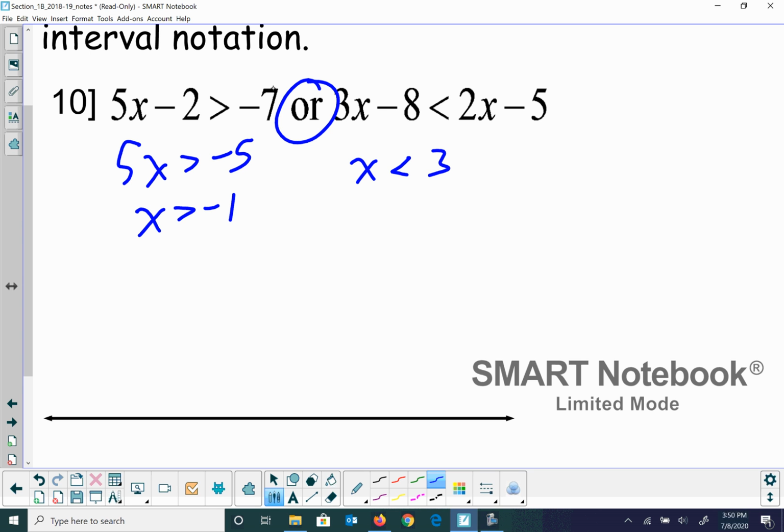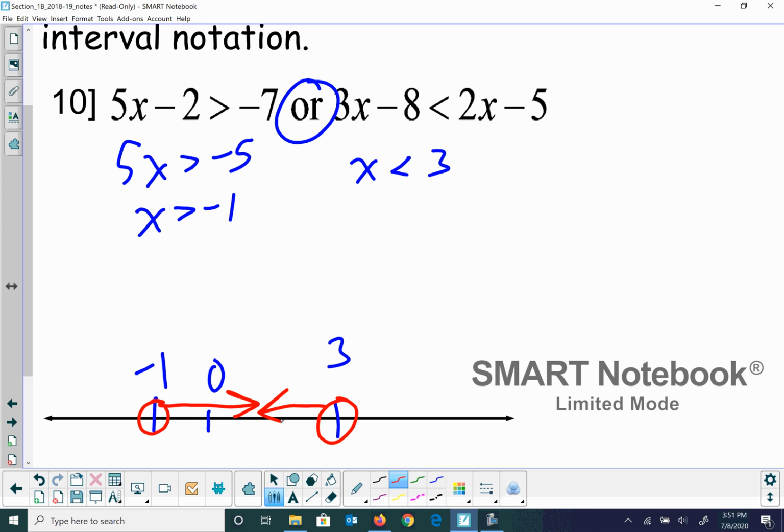This is an or problem, so it's going to work out nicely for us. So I have -1 here, 0 here, 3 is over here. So take a look at this one. I have an open dot at -1 going this way. I have an open dot at 3 going this way. What does this problem look like? It looks like an AND problem.